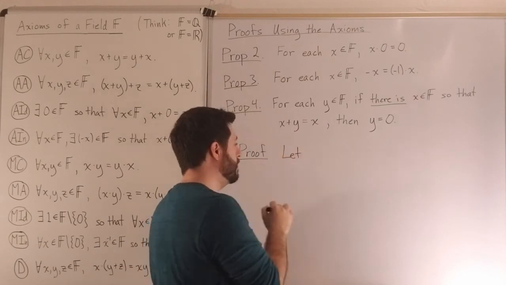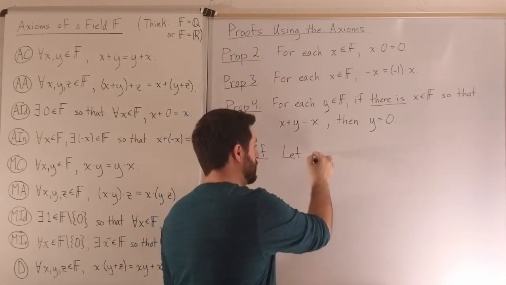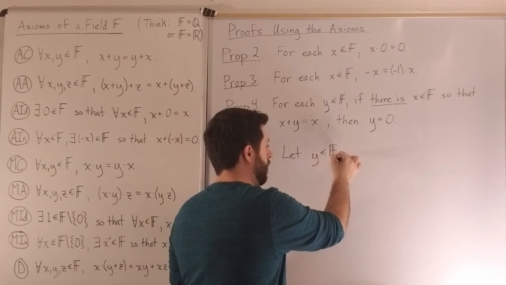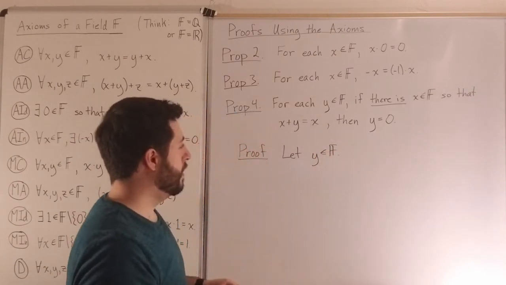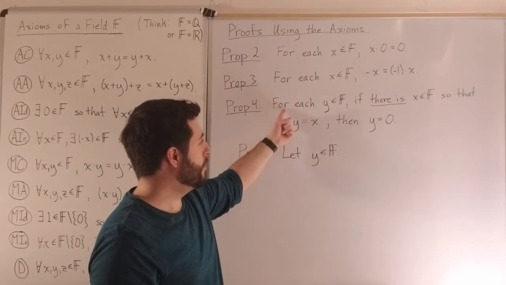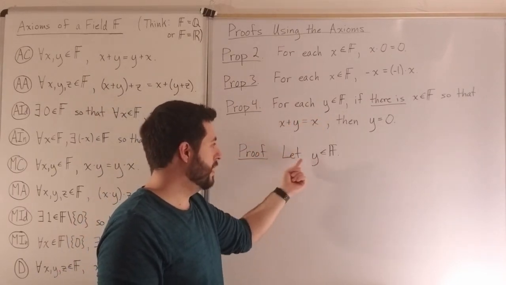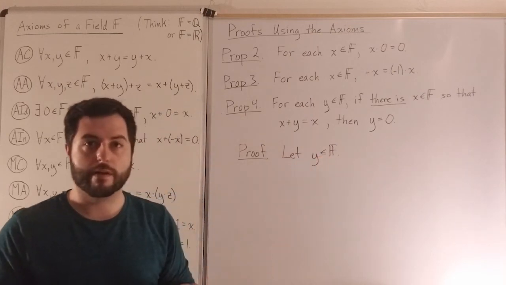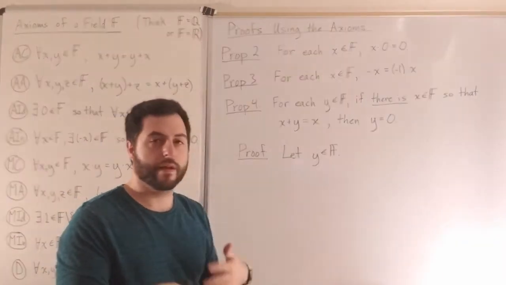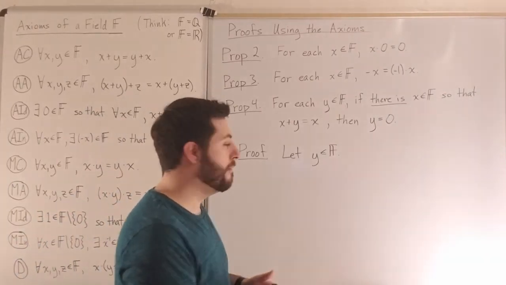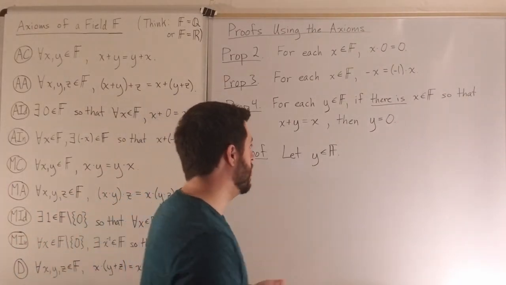Our arbitrary value is going to be obtained by saying let y be an element of F. Okay? So we want to prove this for every value y in F, and so we're letting y be this arbitrary value in F, and if we prove it for this y, well then it has to be true for all of the potential y's. It has to be true for every potential y in F.